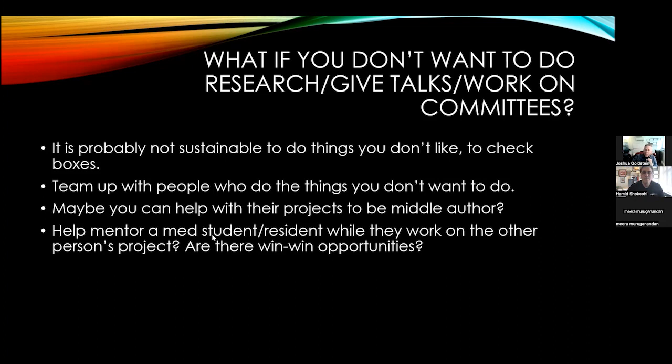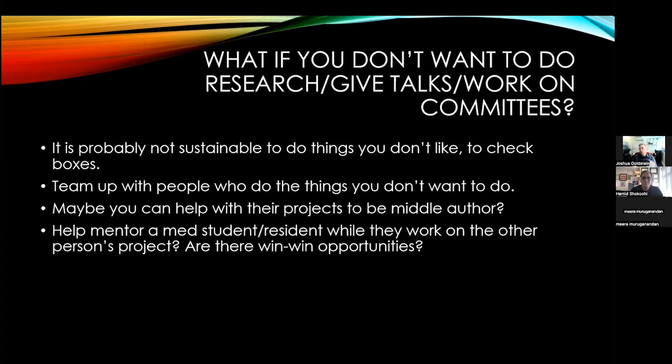One thing I like is, is there a medical student or resident who needs to be mentored? Maybe you could be their clinical mentor. Somebody else can be their research mentor. The three of you are all going to be on the paper, but the research mentor is doing the publication part of it, the part that you don't want to do, and you're doing the clinical or career development part, right? That's what you're putting in the game.